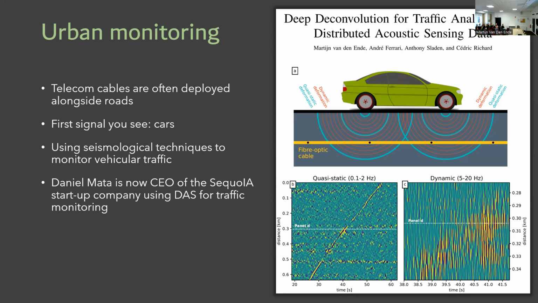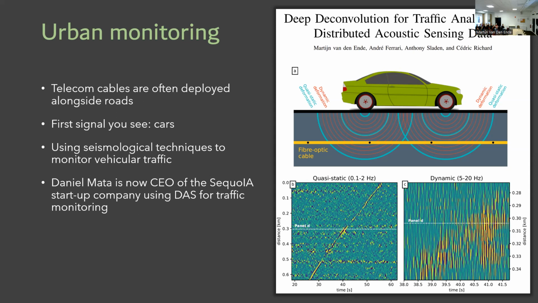Whenever a car drives over the road, it generates all these vibrations that you can pick up with distributed acoustic sensing. But also simply the weight of the car that presses down on the road causes this stretching of the cable. And this is a very nice type of signal that is well understood. It is easy to analyze. So here on the left is one example. So this diagonal line here is a car that is driving over the road.